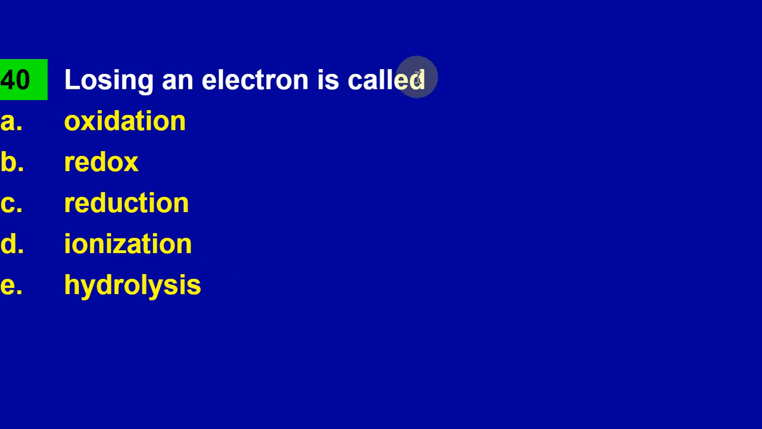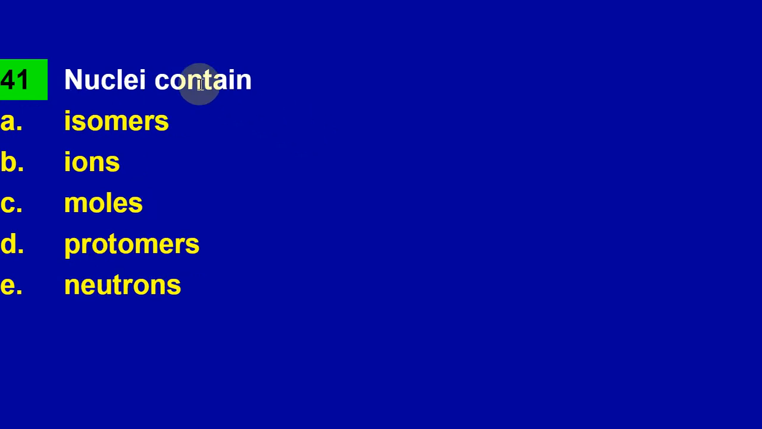What do you think? Losing an electron. Oh, this is new. When you lose an electron, what is it? Is it oxidation or is it reduction? When you lose an electron. Gaining an electron is reduction, right? Redox is the combination. Yeah, it's oxidation. Losing is oxidation. Next.